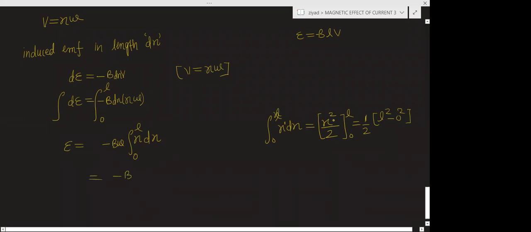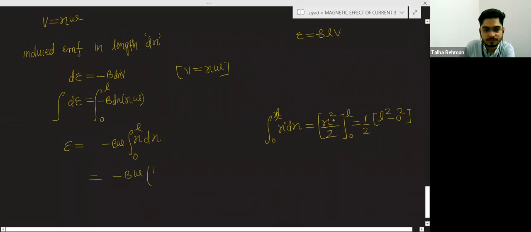This will become half of L square, and this is your answer: the EMF is B omega L square divided by 2.